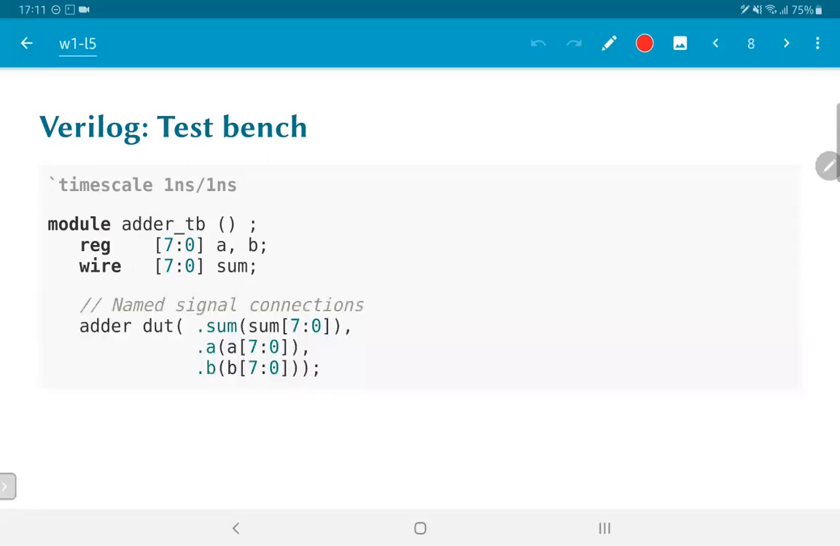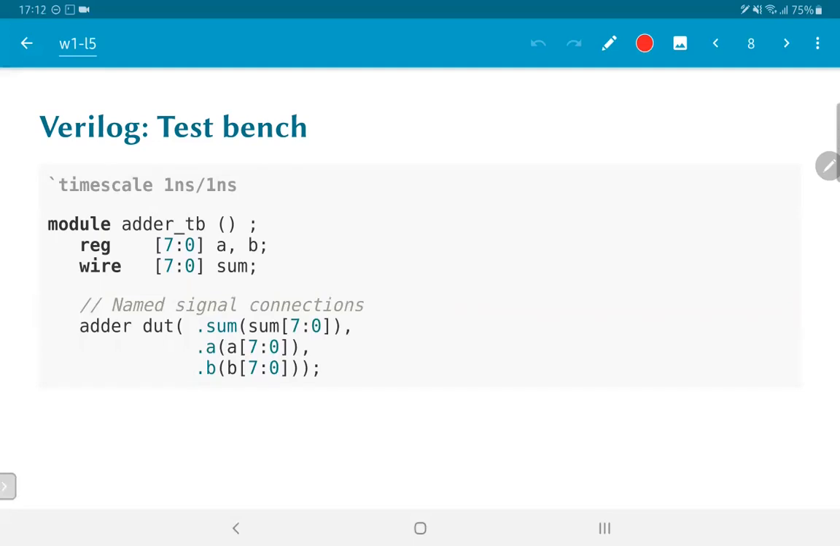So the test bench that I'm showing over here would be something that you might use, for example, if you wanted to test an adder. You have two registers A and B and another wire which would take the sum coming out of the adder. The adder itself is instantiated as a design under test.